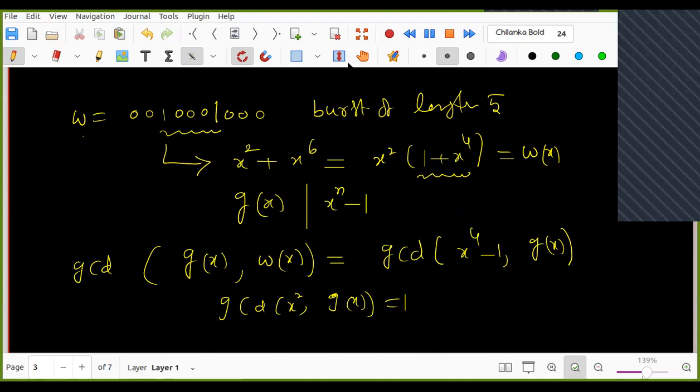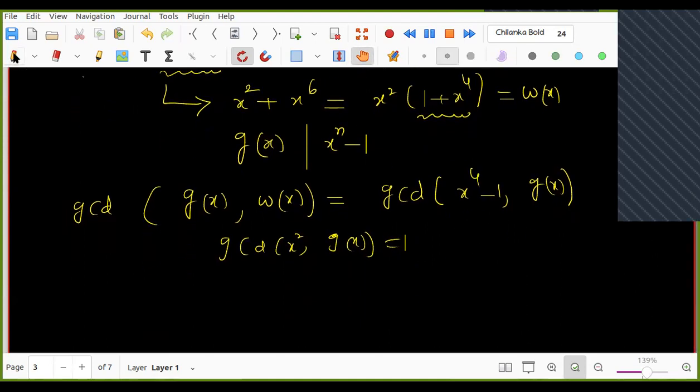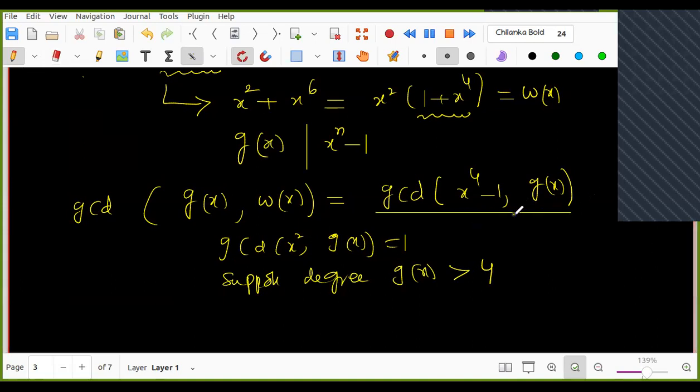And again, suppose the degree of g of x is greater than 4. Can it be a code word? Even the GCD is not required. Forget about this. I just wrote what the GCD is, but it is sufficient to consider only this portion, I want to tell you.